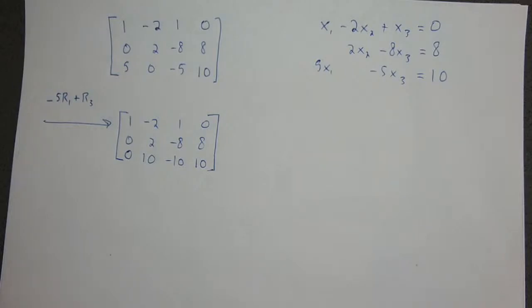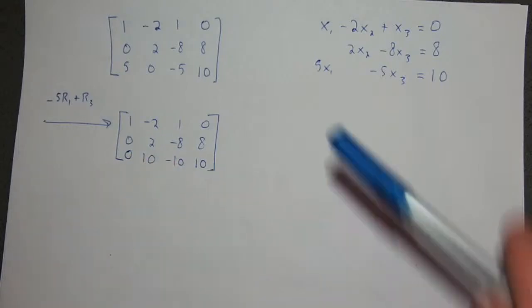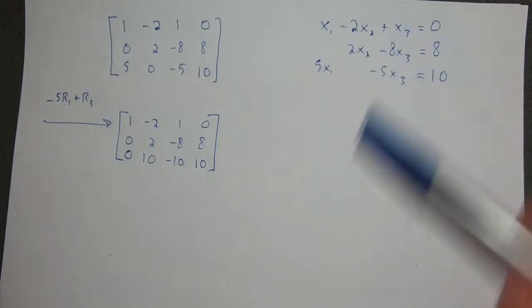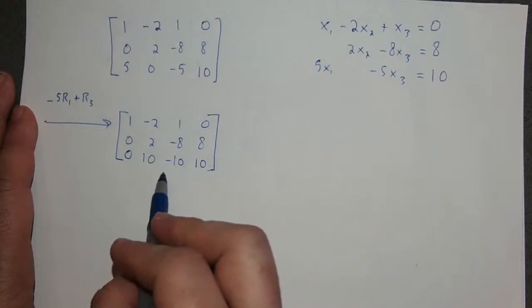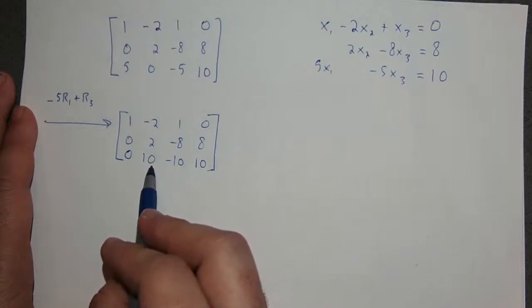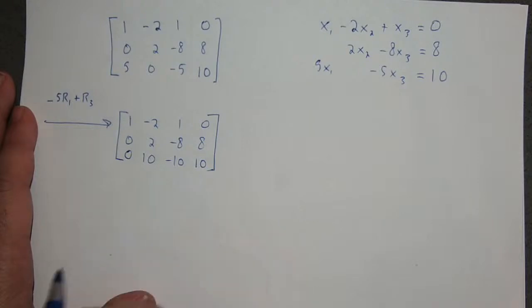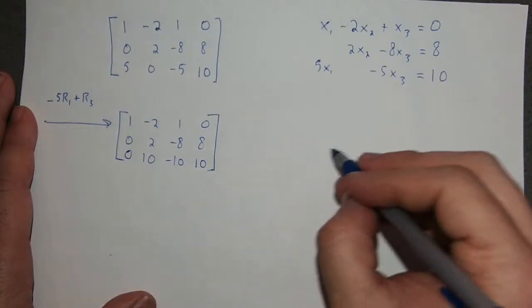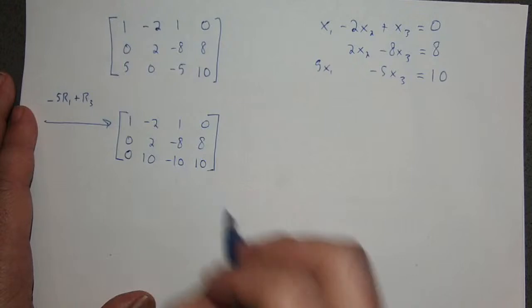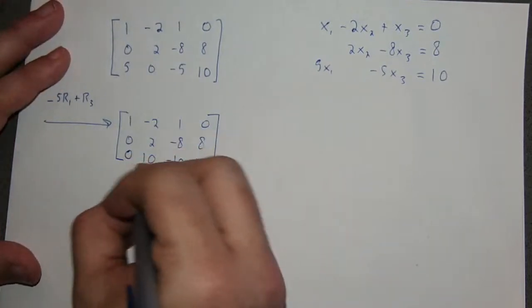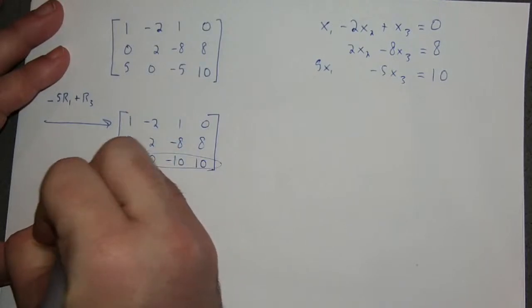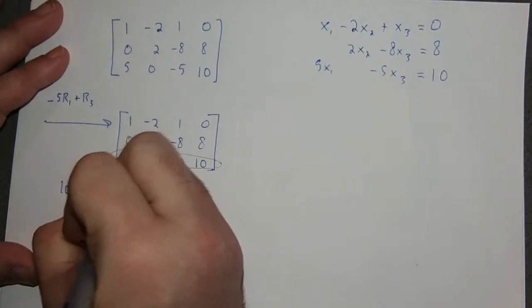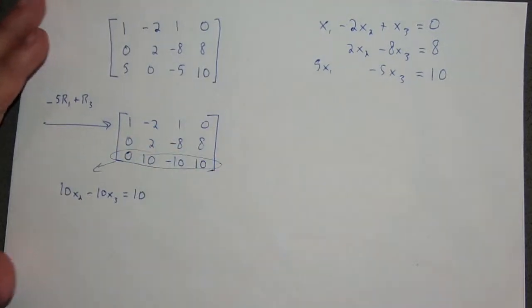All right. So, what does this correspond to now? Well, it's the same equations as up here because these first two rows didn't change, but this bottom equation is the equation 10x sub 2 minus 10x sub 3 is equal to 10, right? So maybe I should write that here. So this line corresponds to the equation 10x sub 2 minus 10x sub 3 is equal to 10.